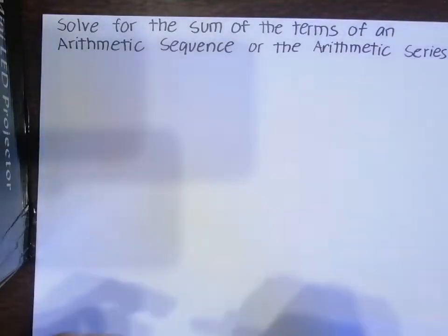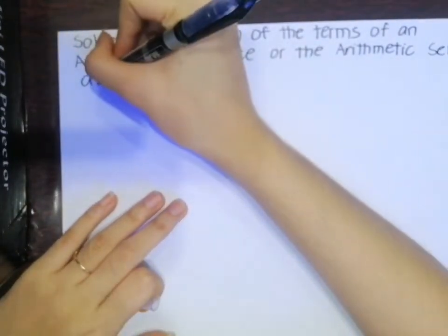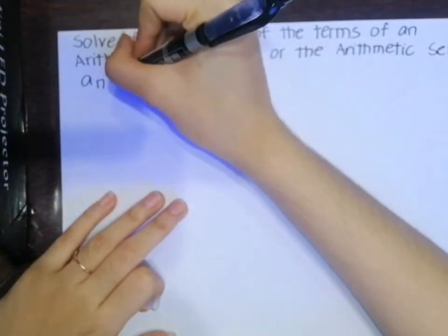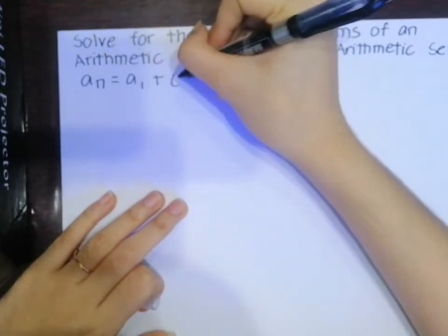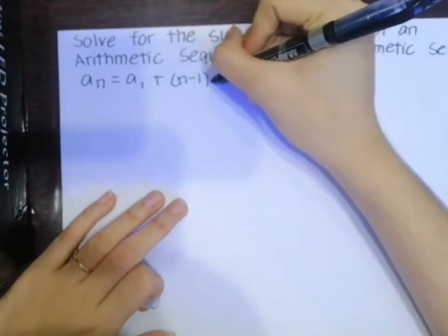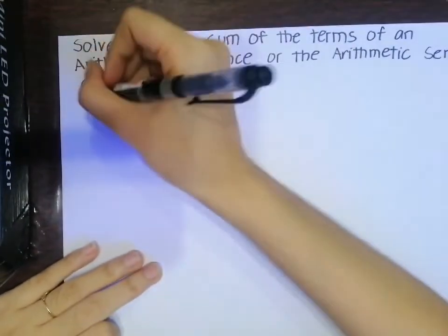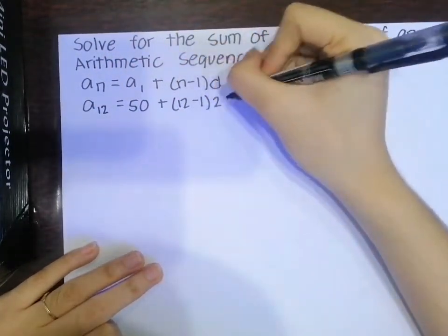The next and last thing that we will do is solving for the sum of the terms of an arithmetic sequence, or the arithmetic series. We will be using the formula a sub n = a sub 1 + (n − 1) times d. Then substitute the given values before solving the problem.